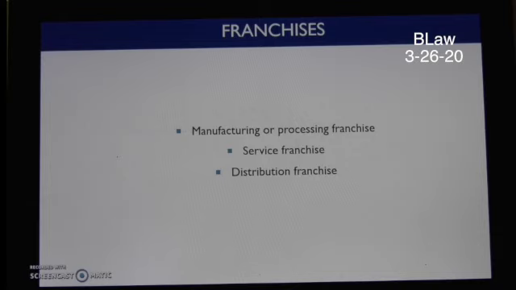What's the distinction between these? Manufacturing or processing franchises, this is where the franchisor grants the franchisee the authority to manufacture and sell products under the trademarks of the franchisor. A service franchise is where the franchisee renders a service to customers under the terms of the franchise agreement. While distribution franchise, this is where the franchisor's products are sold to a franchisee who then resells them to customers in a geographical area.